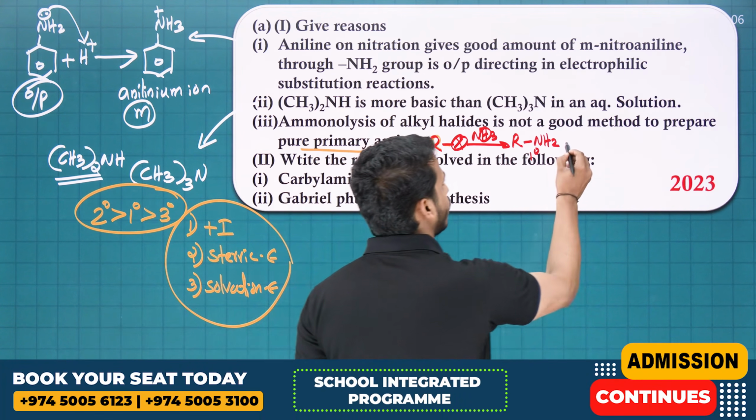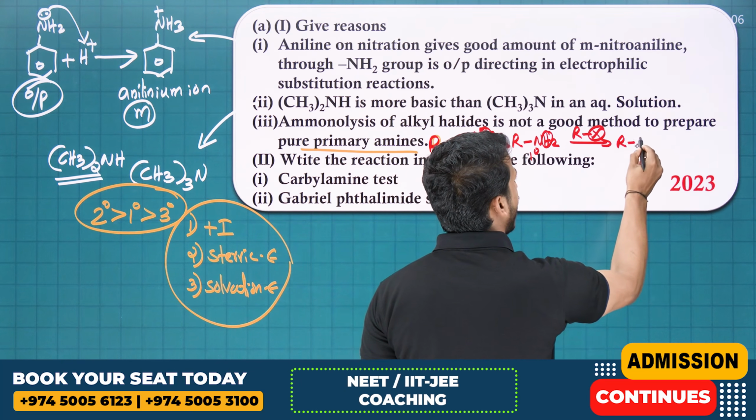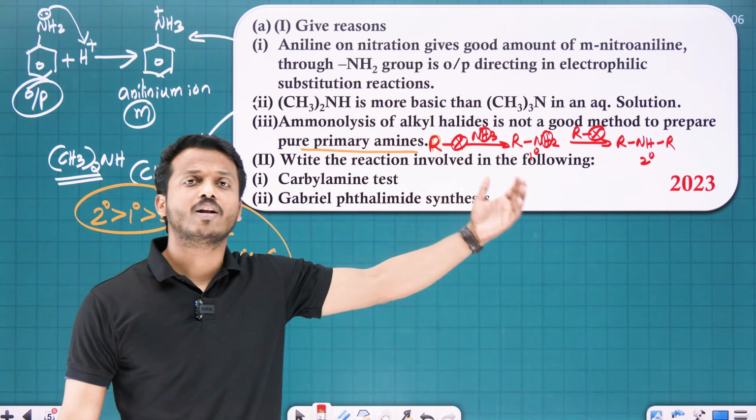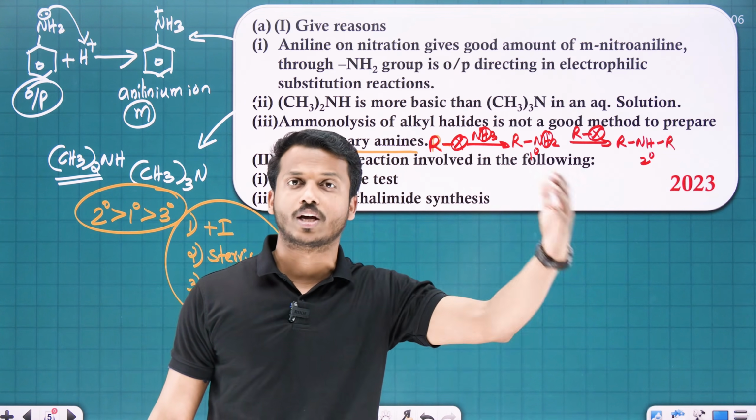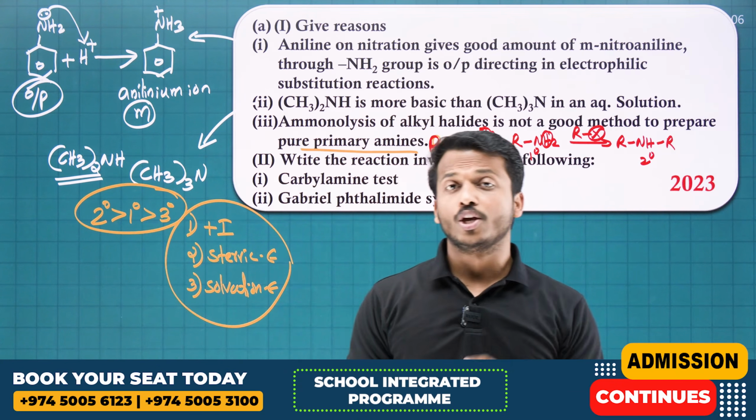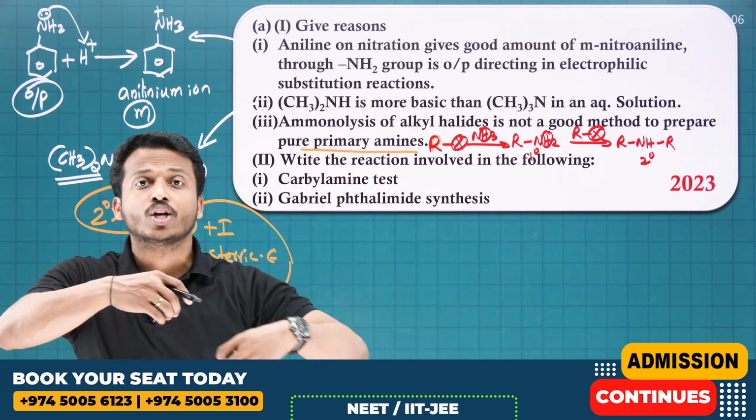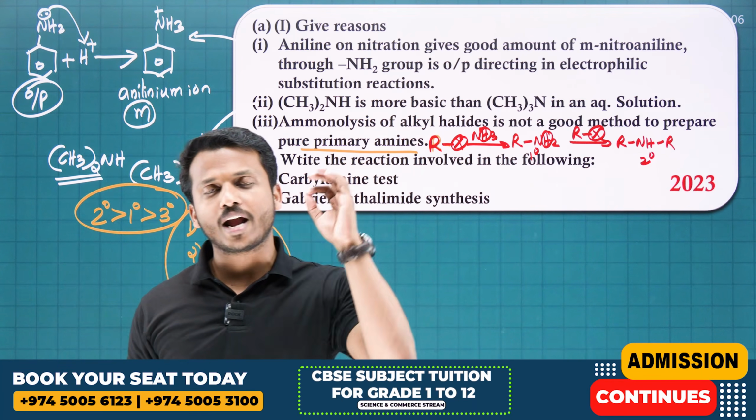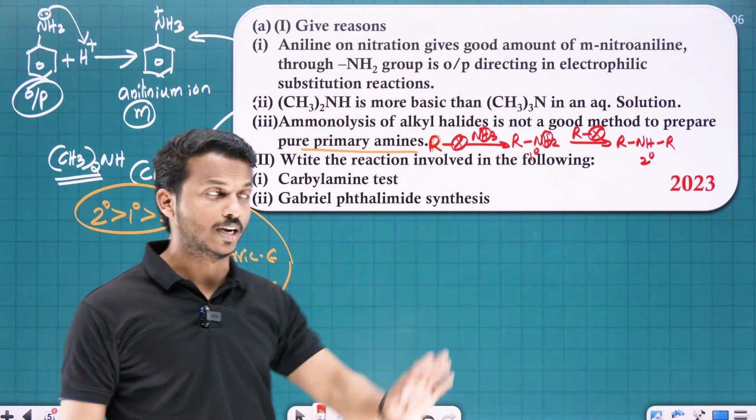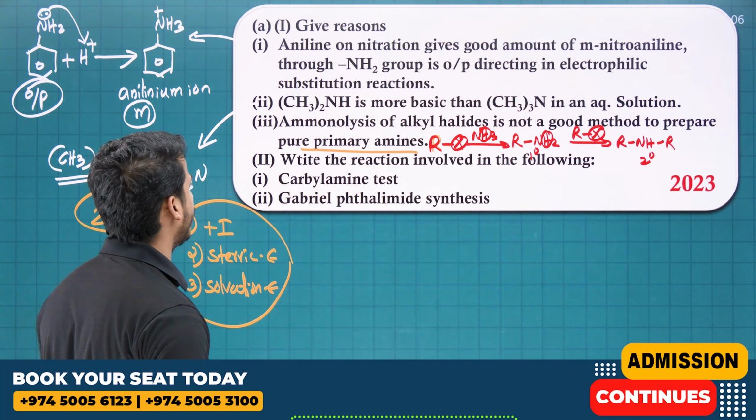It again reacts with the same haloalkane RX. Again HX is cut off, you will get RNHR. It becomes secondary. Again the secondary will react with the same haloalkane, going to tertiary up to quaternary. So during ammonolysis, you are getting a mixture of products: primary, secondary, tertiary, quaternary. So their separation is harder. So for preparing primary amine, ammonolysis is not at all a good method. Right. Next, second one, write the reaction involved in the following.